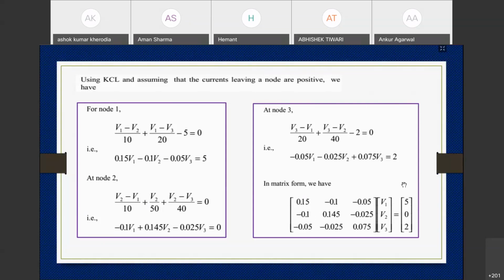I'm asking about the values 0.15, minus 0.1, minus 0.05 that came out. Can we not compute these values from MATLAB? I have not explored this. We can try for that later on. You can try later on.